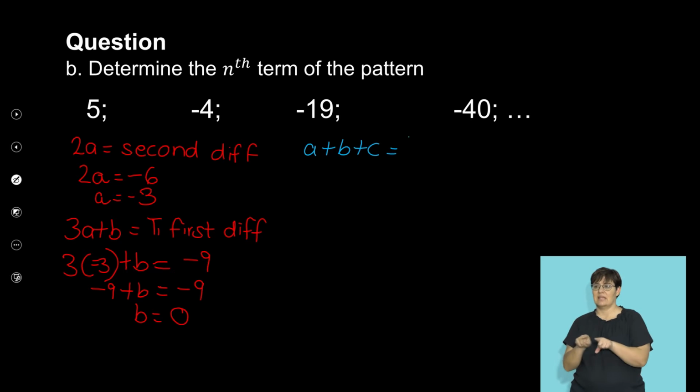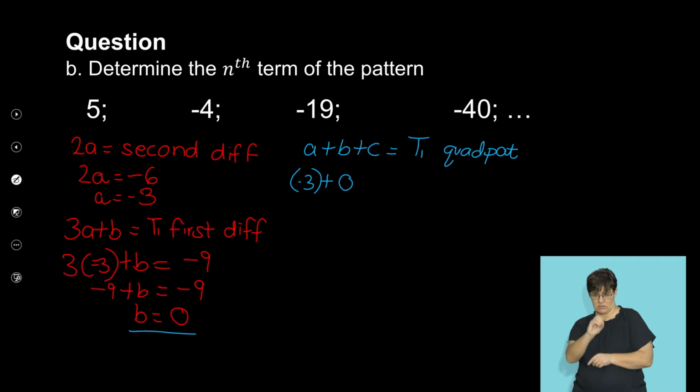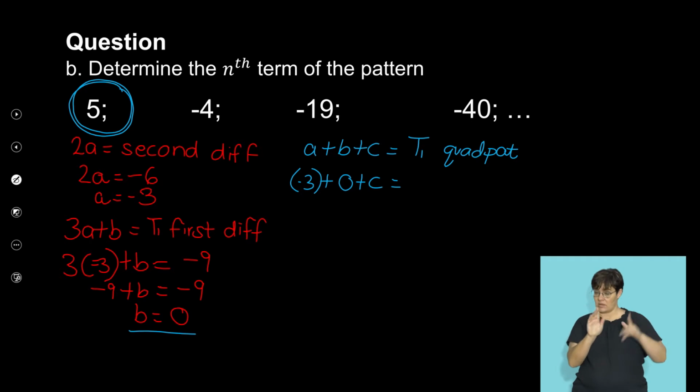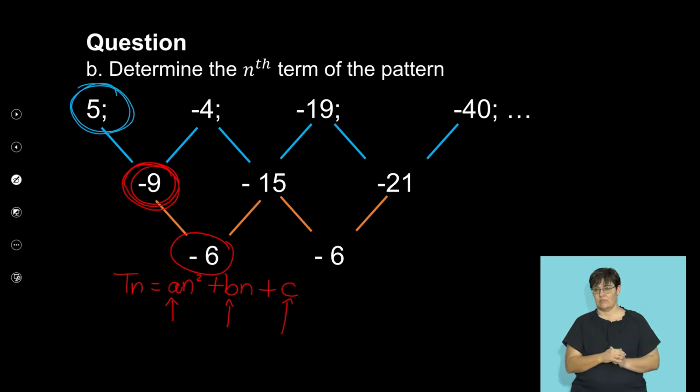Last but not least, I need to find the value of C, and A plus B plus C is equal to the first term of the quadratic pattern. So I've already got my A value, which is -3. I'm going to add 0 because I know that B is equal to 0. Then in order to still find C, I need to fetch the first term, but luckily it's also on this slide. I can see that term 1 of the pattern is 5, but going back, you can see again the first term of this pattern is in fact 5.